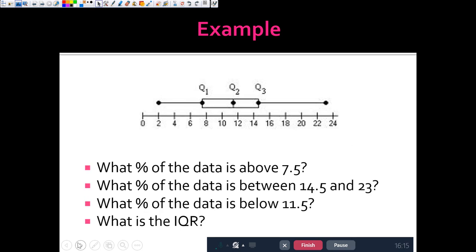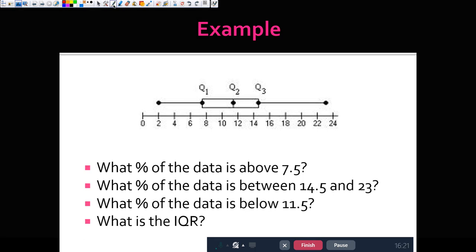Okay, so what percentage of the data is above 7.5? First off, we have to draw 7.5 on here because we don't have that. So that's 7.5, 11.5, 14.5. So above 7.5 is 75%, because there are 3 quartiles: 1, 2, 3. How about in between 14.5 and 23? 25%. How about below 11.5? 50%.